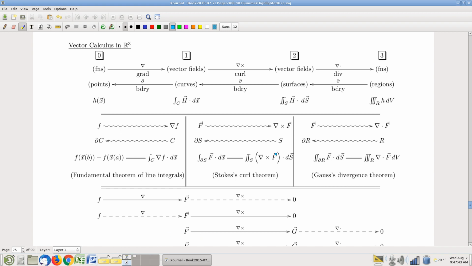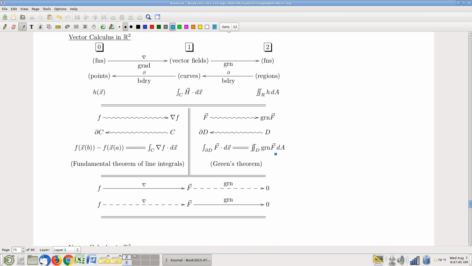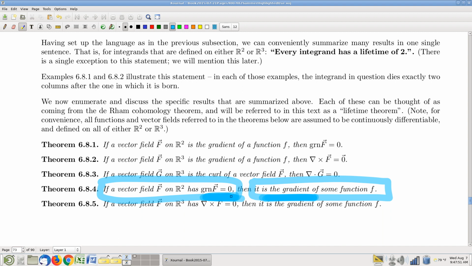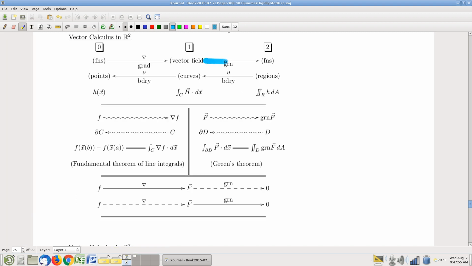We're on the R3 diagram here. Let's go up to the R2 diagram where we have Green's operator. The statement that we're looking at: if Green's operator is 0, it's a gradient. Okay, if Green's operator is 0, then there is an anti-gradient. In other words, our vector field is a gradient of something. This thing is a gradient of something.